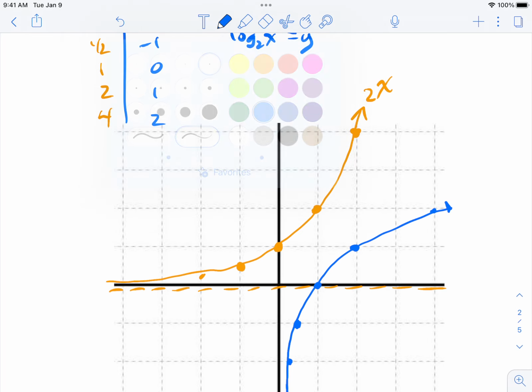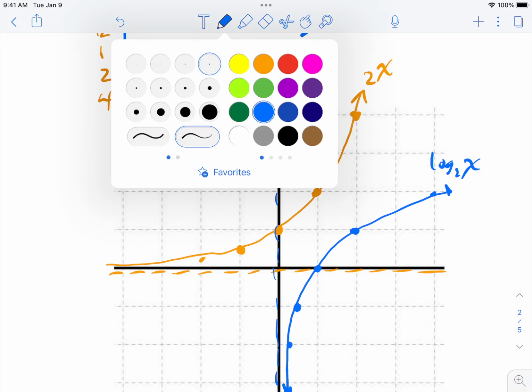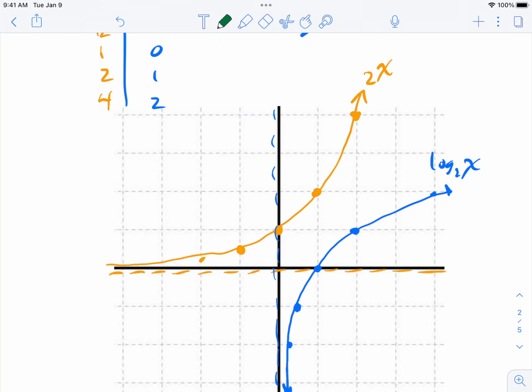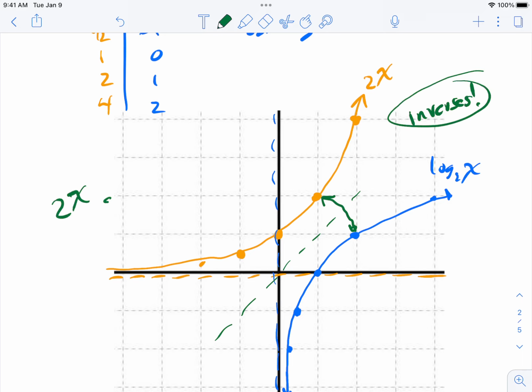Well, this is what 2 to the x looks like. The log base 2 of x is this thing down here. And by the way, yes, there is a vertical asymptote. Is that reminding you of anything? Go back a few lessons, maybe it was 66 or something. Notice how they're reflections across the diagonal here, right? These are inverse functions. 2 to the x and log base 2 of x are inverses.